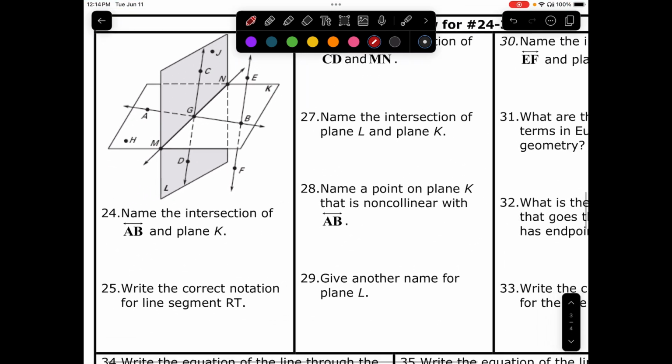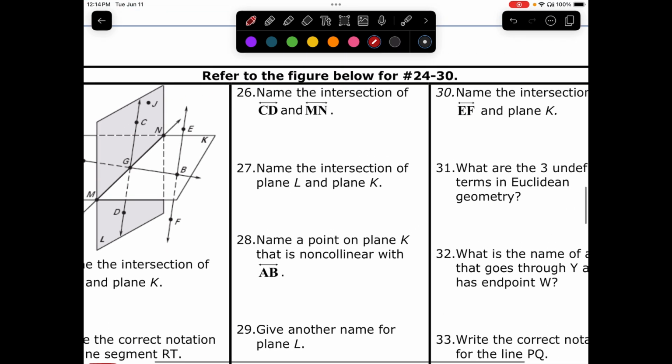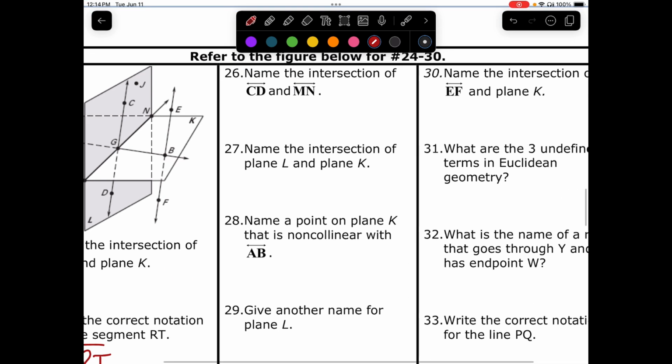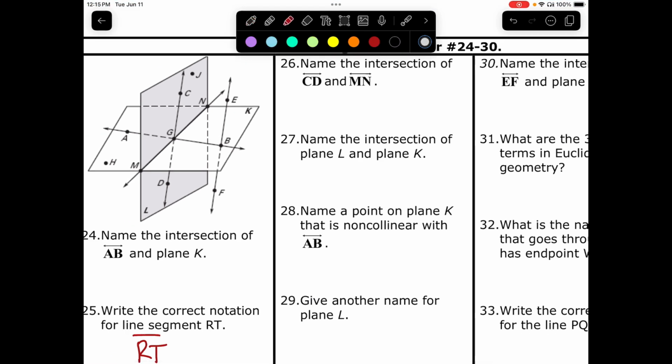Try number 24. Number 25, write the correct notation for line segment RT. Boom. Go ahead and try number 26. 27, name the intersection of plane L and plane K.